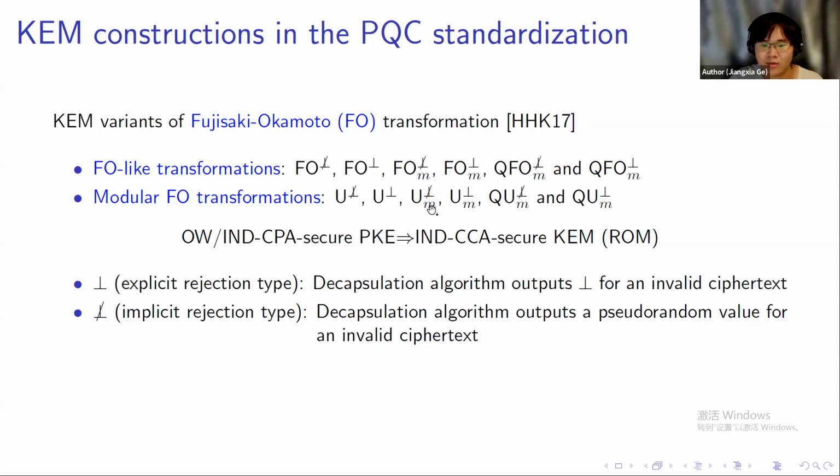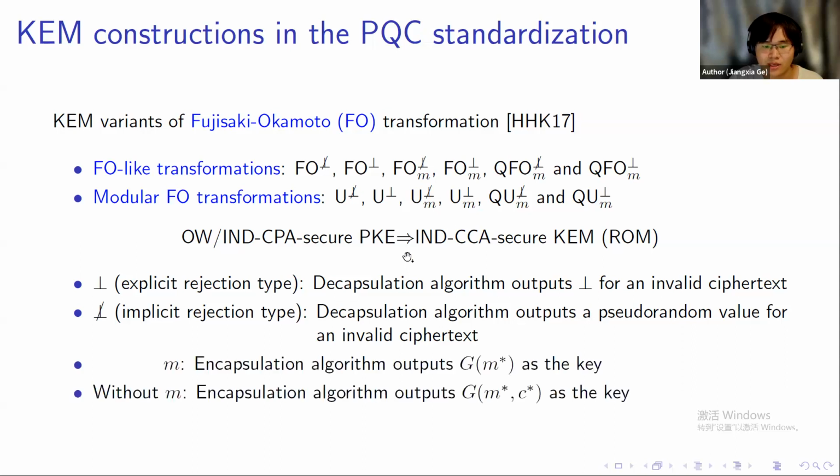As for the transformation with subscript M, the encapsulation algorithm outputs G(M*) as the key. The encapsulation algorithm of the transformation without subscript M outputs G(M*, C*) instead. Here C* is the encryption of the plaintext M*, and G is a hash function.